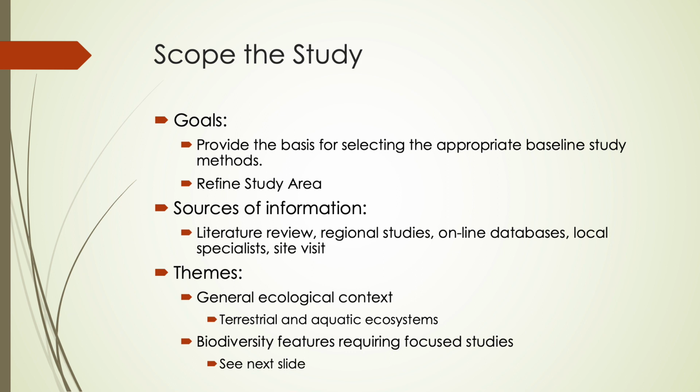Scoping provides the basis for selecting the appropriate baseline study methods. It should identify the ecosystems, important biodiversity features, and ecosystem services in the area that may require focused study. Scoping should include an initial desktop analysis and literature review, including a review of regional studies and assessments and global or regional screening tools such as the Integrated Biodiversity Assessment Tool, or IBAT. Also important is a review of stakeholders who may be beneficiaries of ecosystem services generated in the area. This should be followed by initial field reconnaissance and consultation with relevant stakeholders and specialists.